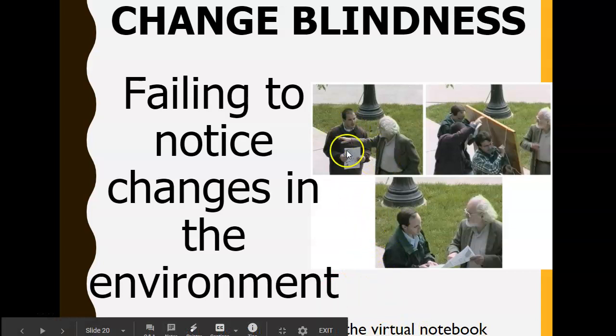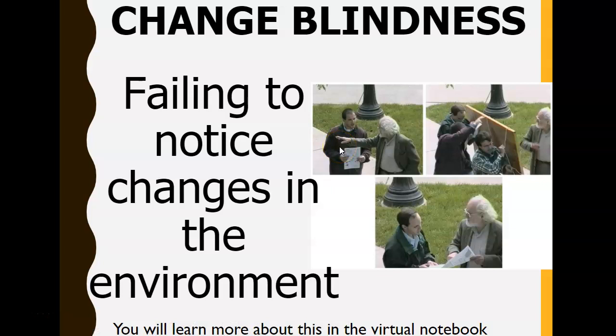And then this is an example from a hidden camera episode where this guy is asking for directions, and then you've got these guys bringing a picture through or something. They're distracting this man. This original guy is going to take the painting and walk away and leave this guy behind, and they're going to see if this older gentleman notices the change between the two. And that is an example of change blindness. And again, you'll see that in a video clip in our virtual notebook.